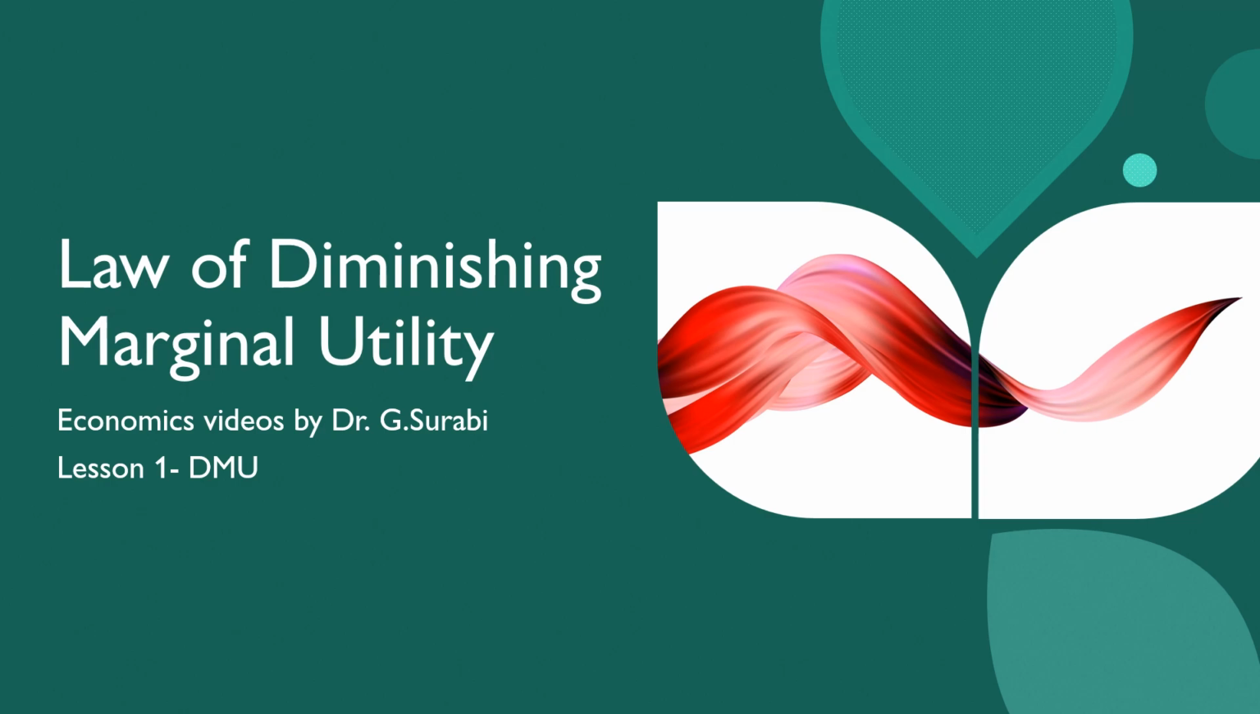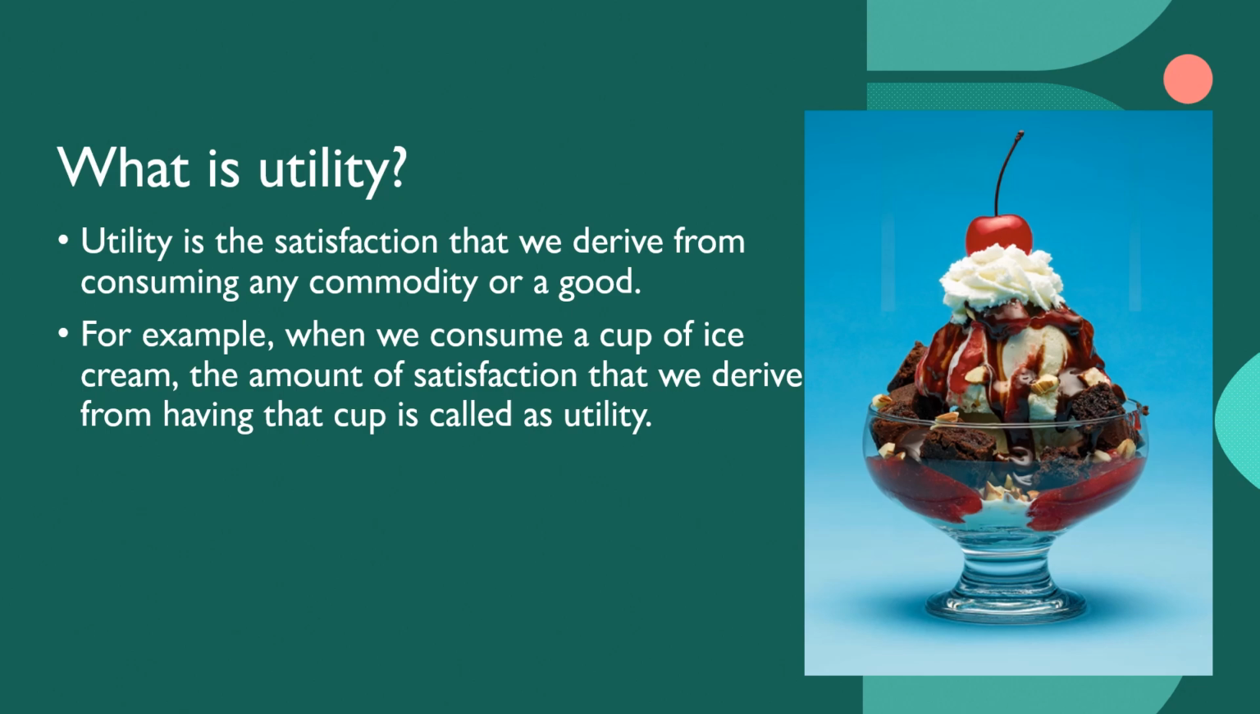This video is about the law of diminishing marginal utility. First, we will see what utility is. Utility is the satisfaction that we derive from consuming any commodity or good. For example, when we consume a cup of ice cream, the amount of satisfaction that we derive from having that cup is called utility.